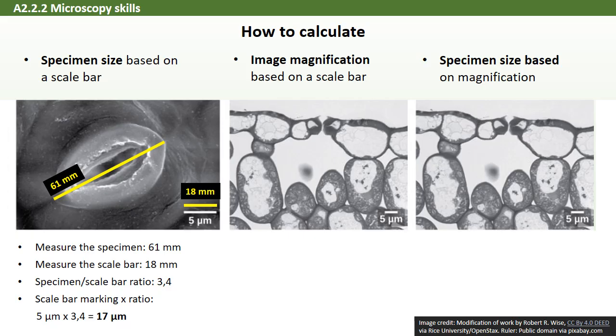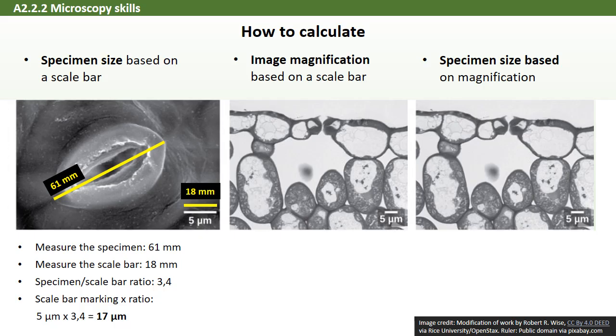And finally, you multiply the scale bar marking, 5 micrometers, with the ratio that you calculated. 5 times 3.4 is 17. So the length of this specimen, of the stoma, is 17 micrometers.